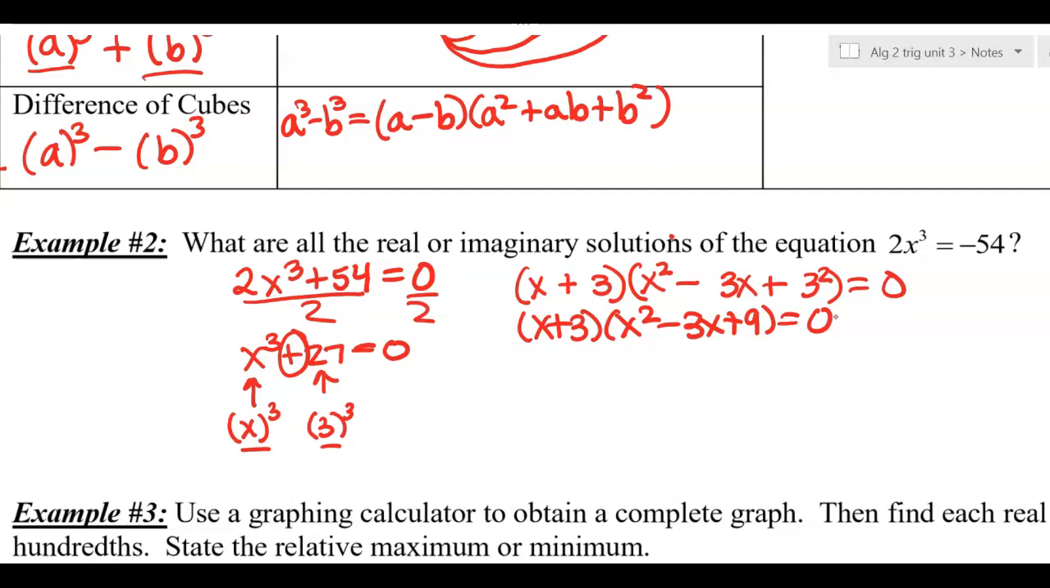And then this is like the first example we did. I can't factor this second part. This quadratic, there aren't 2 things that multiply to make 9 and add up to make negative 3. So I'm going to take my first factor, x plus 3, and set it equal to 0. That gives me the same solution you would have got if you just solved it right off the bat using radicals.